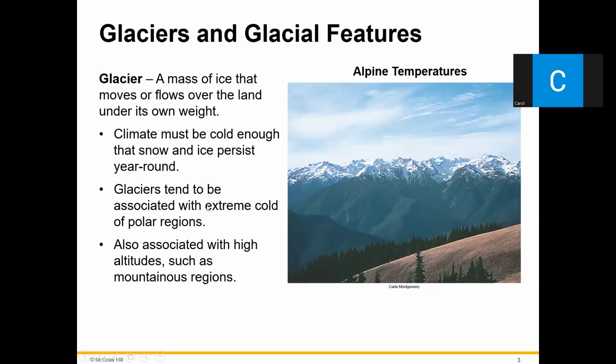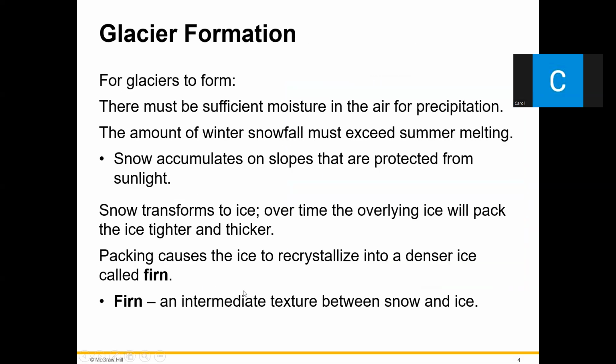Because of that, glaciers are usually in really high elevations where it's colder up in that alpine level, or in the poles. So for glaciers to form, you have to have enough precipitation and you can't melt over the summer, so it needs to accumulate, and it usually starts accumulating on slopes that are protected from sunlight.